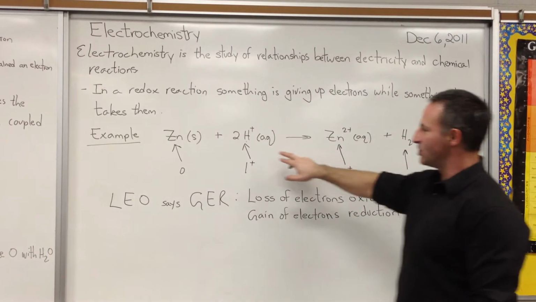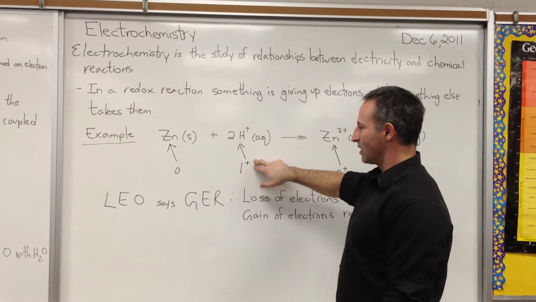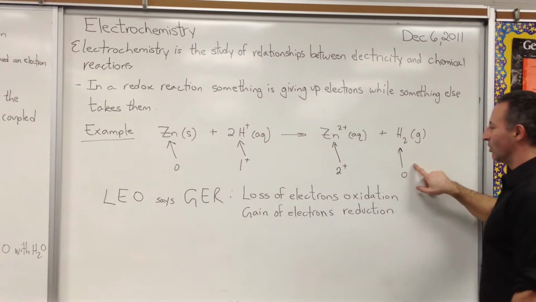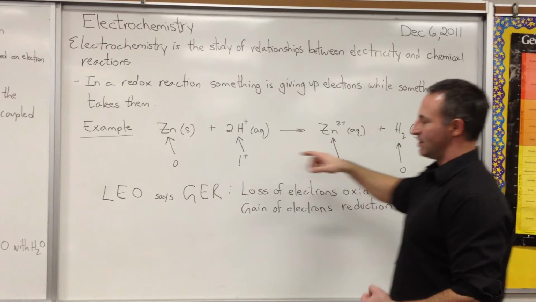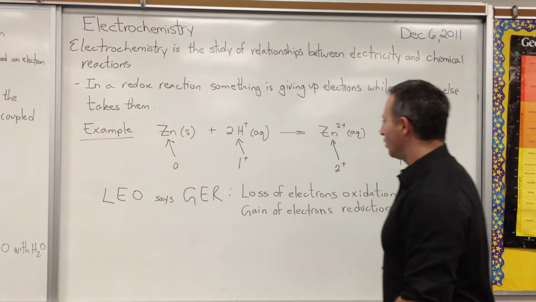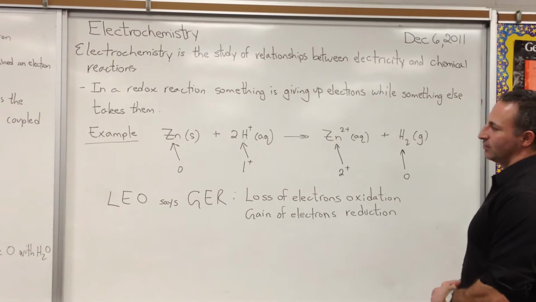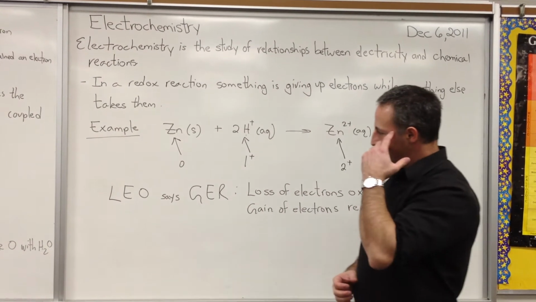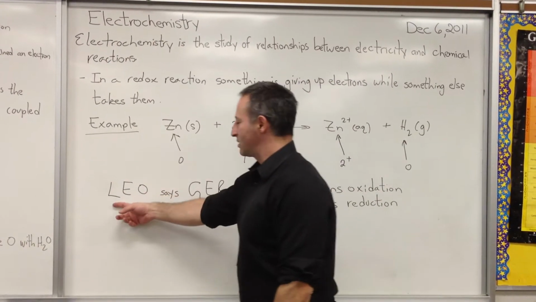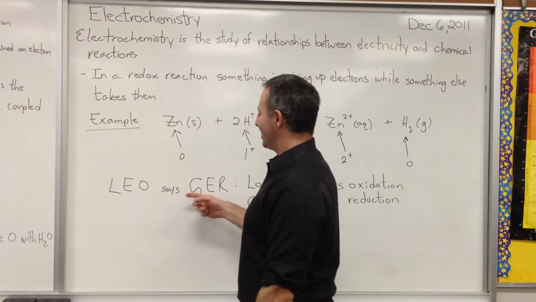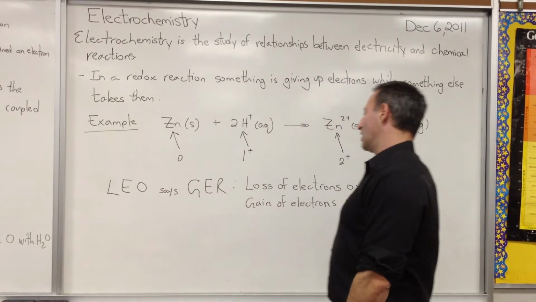What happens to the hydrogen? It starts off at a +1 oxidation state, and it ends up at 0 in the form of hydrogen gas. So the hydrogen has taken the electrons that the zinc has given up. A good way of remembering the rules of reduction and oxidation is to use the mnemonic LEO says GER: loss of electrons is oxidation, gain of electrons is reduction.